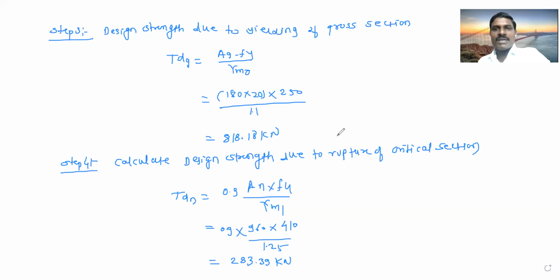So here the thickness of the plate is 20 mm. So greater thickness is there, so there may be no chance of block shear failure. So because of that we do not calculate it here. So we will take the next step, step 5, as directly the design strength of the tension member.